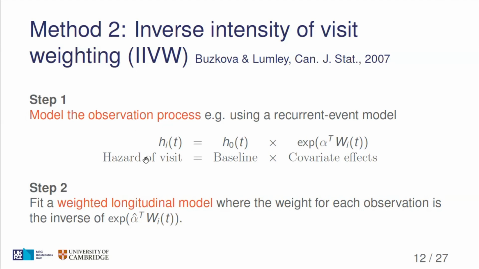But typically proportional hazards type models are used where you have some baseline hazard or intensity or risk of that event occurring. And that's multiplied by some dependence on the covariates which are affecting that visit process. And then in the second step of this method, you fit your longitudinal model, but you weight it, and the weight for each observation is given by the inverse of this term in the visit process model.